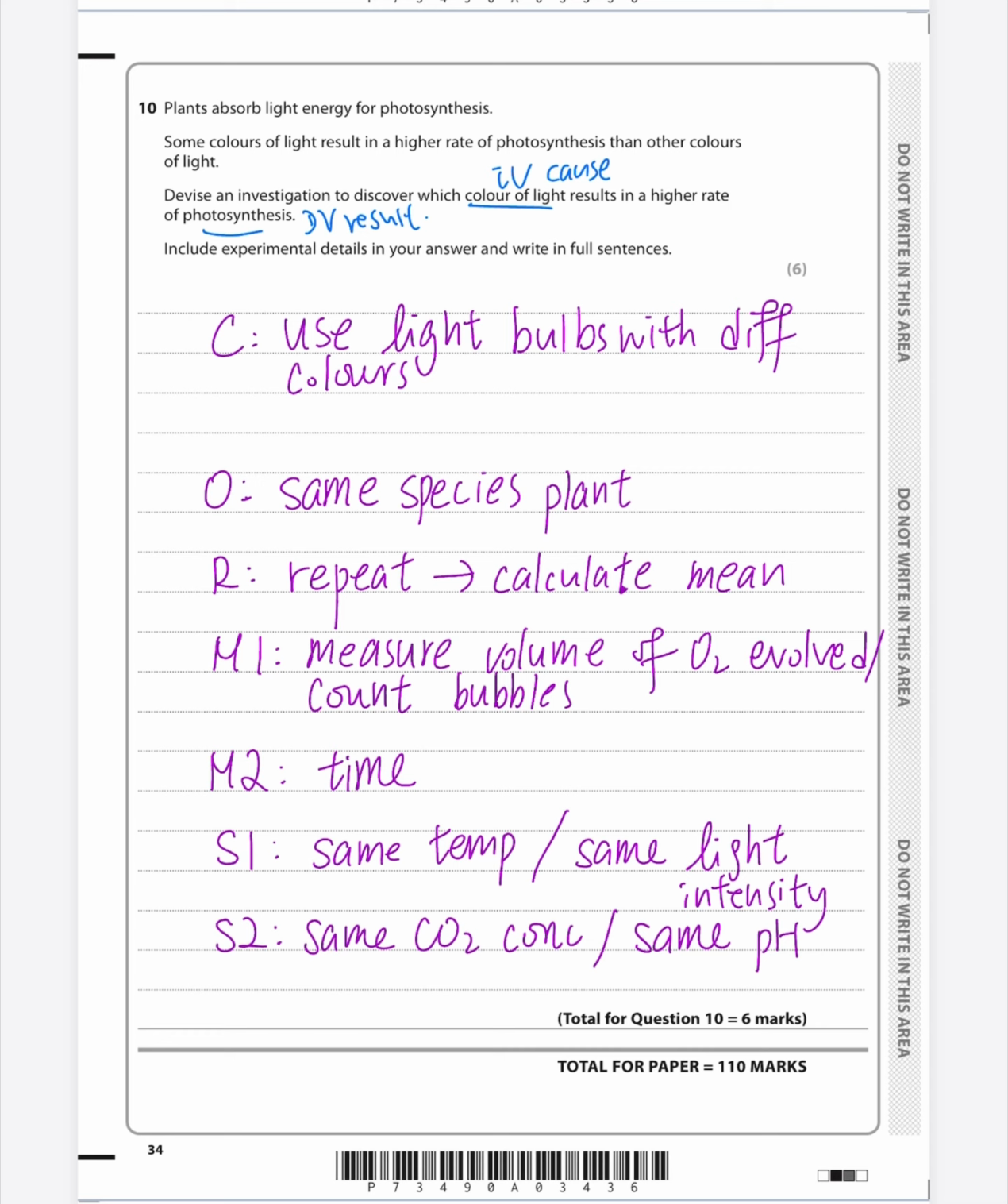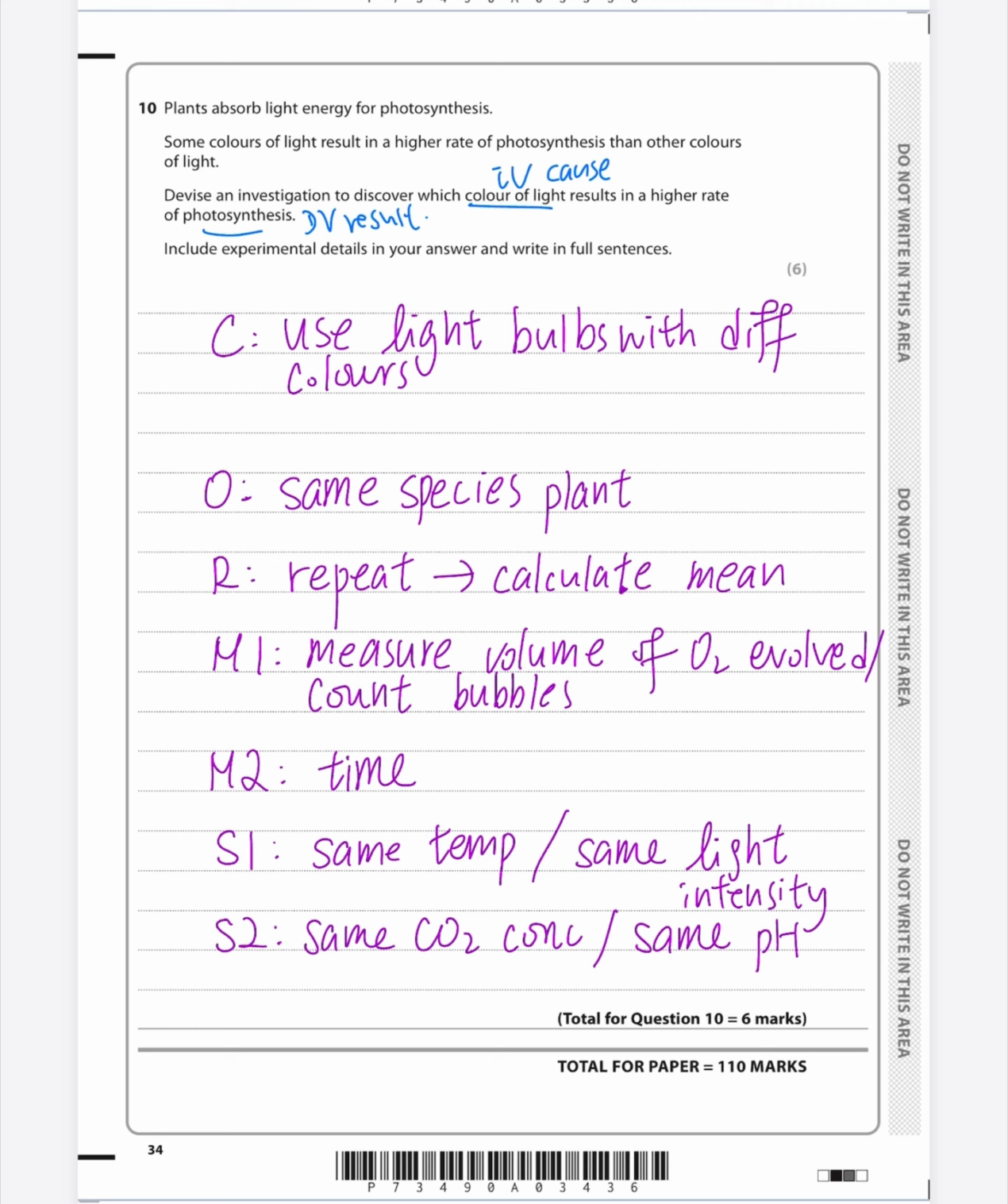The next one is O. O stands for organism. Which organism is involved in this experiment? For photosynthesis, of course, it's plants. So we try to describe the plants. For example, we can mention they are the same species in different setups, the same age, the same size, the same condition. So we need to do some description, okay? The third one is R, repeat. But we try to be more specific, not just mention repeat and then calculate the average. We try to be more specific to this question. For example, we can repeat 100 times in each color of light and then we calculate the mean, okay?